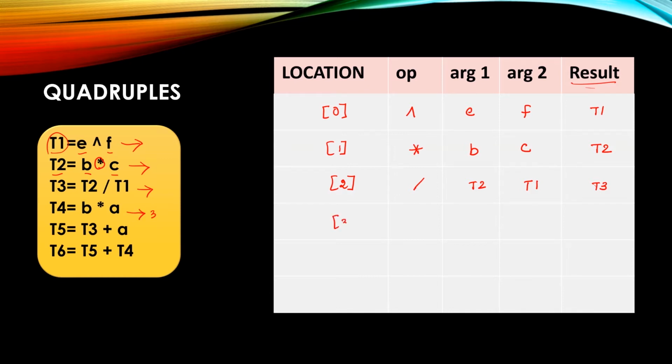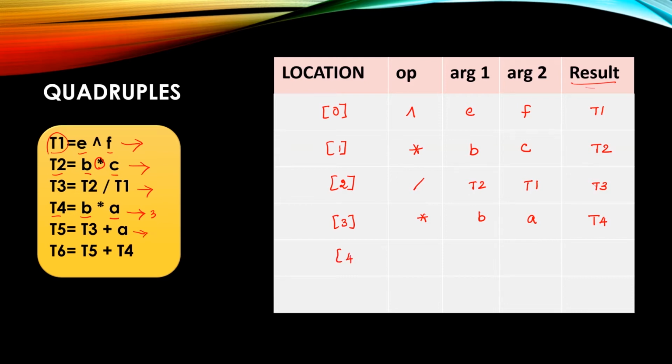Next statement is stored in the location 3. So for this statement, what is the operator? Star is the operator. What is the first argument? B is the first argument. What is the second argument? A is the second argument. And where the result is stored? It is stored in T4.